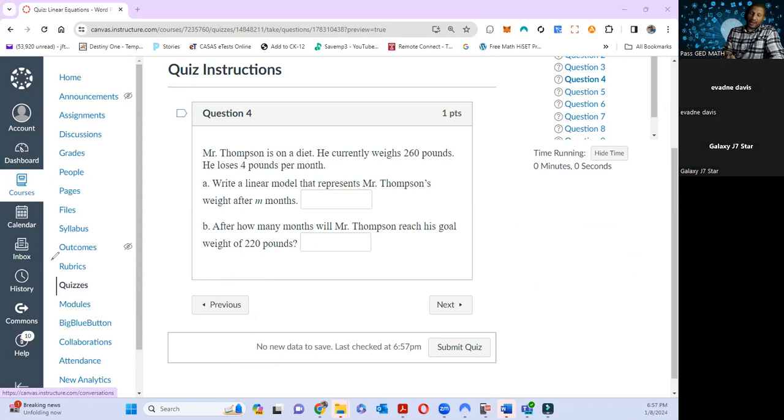Okay, so practice now. I believe I have linear equation word problems 1, 2, and 3. So I gave you enough problems for you to really get practice.